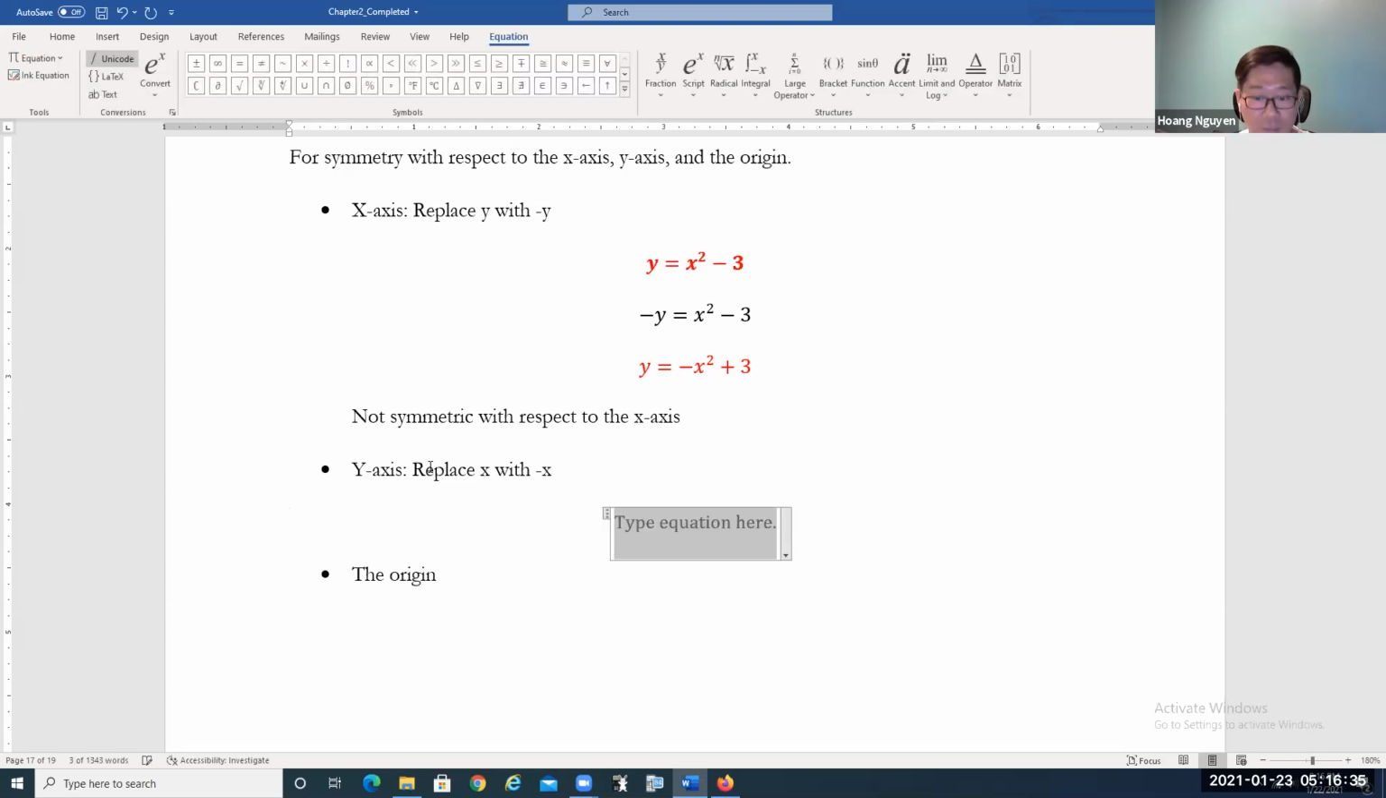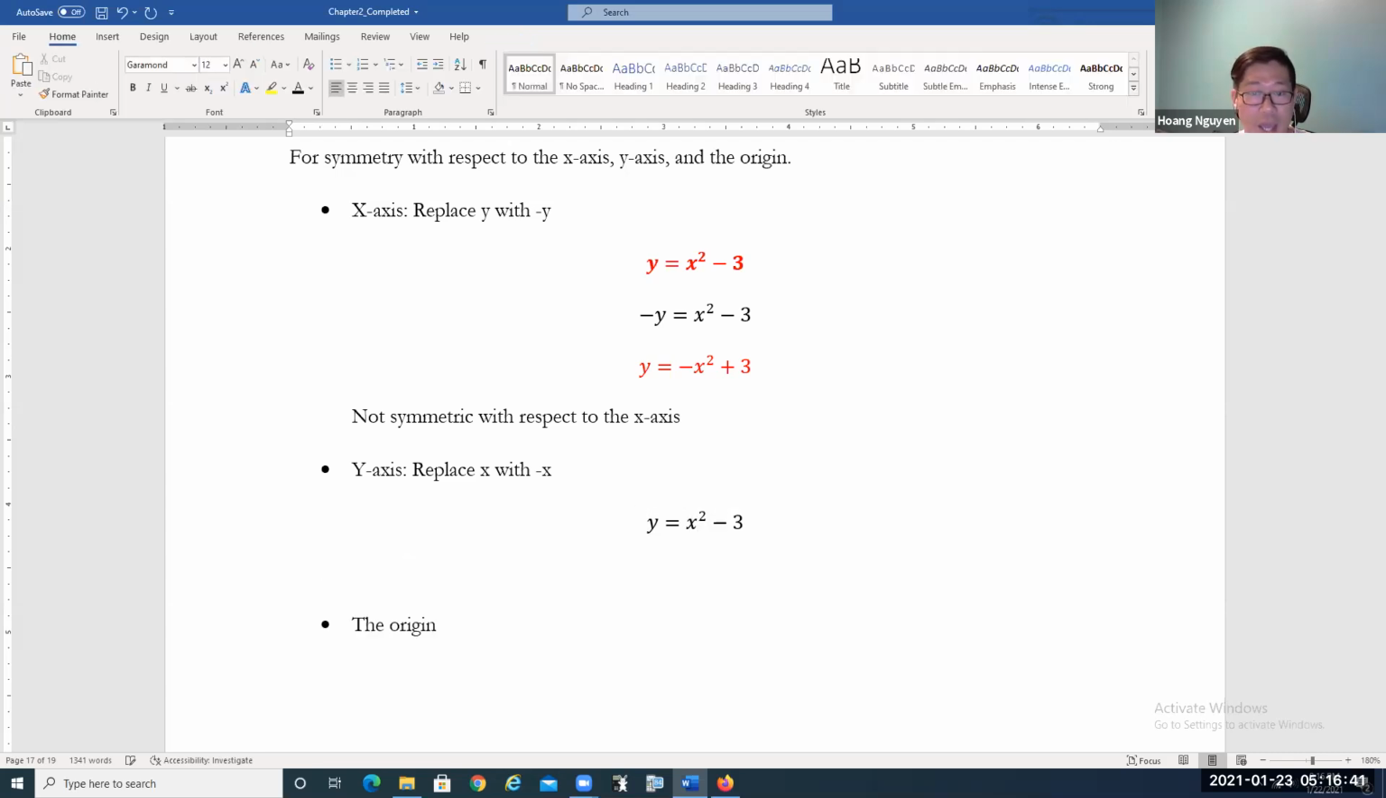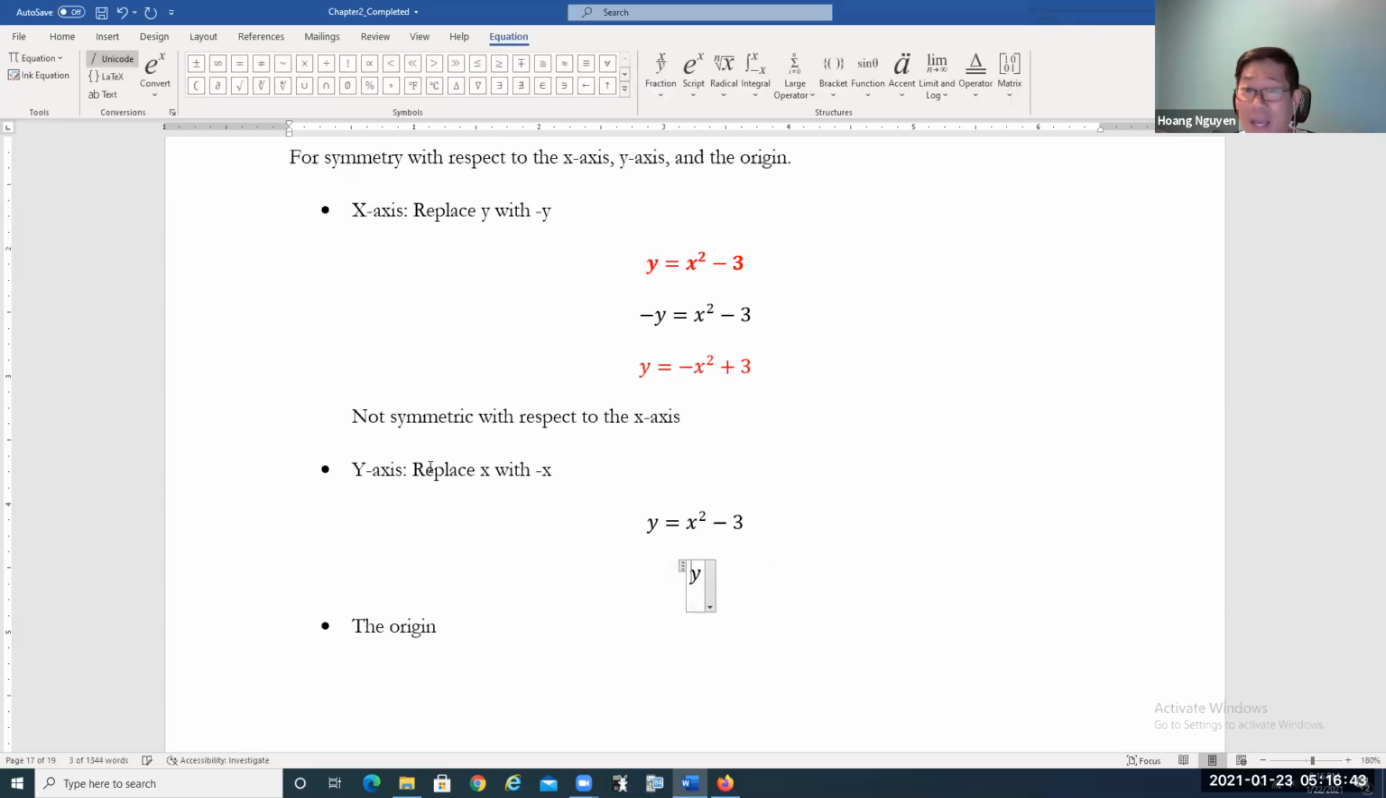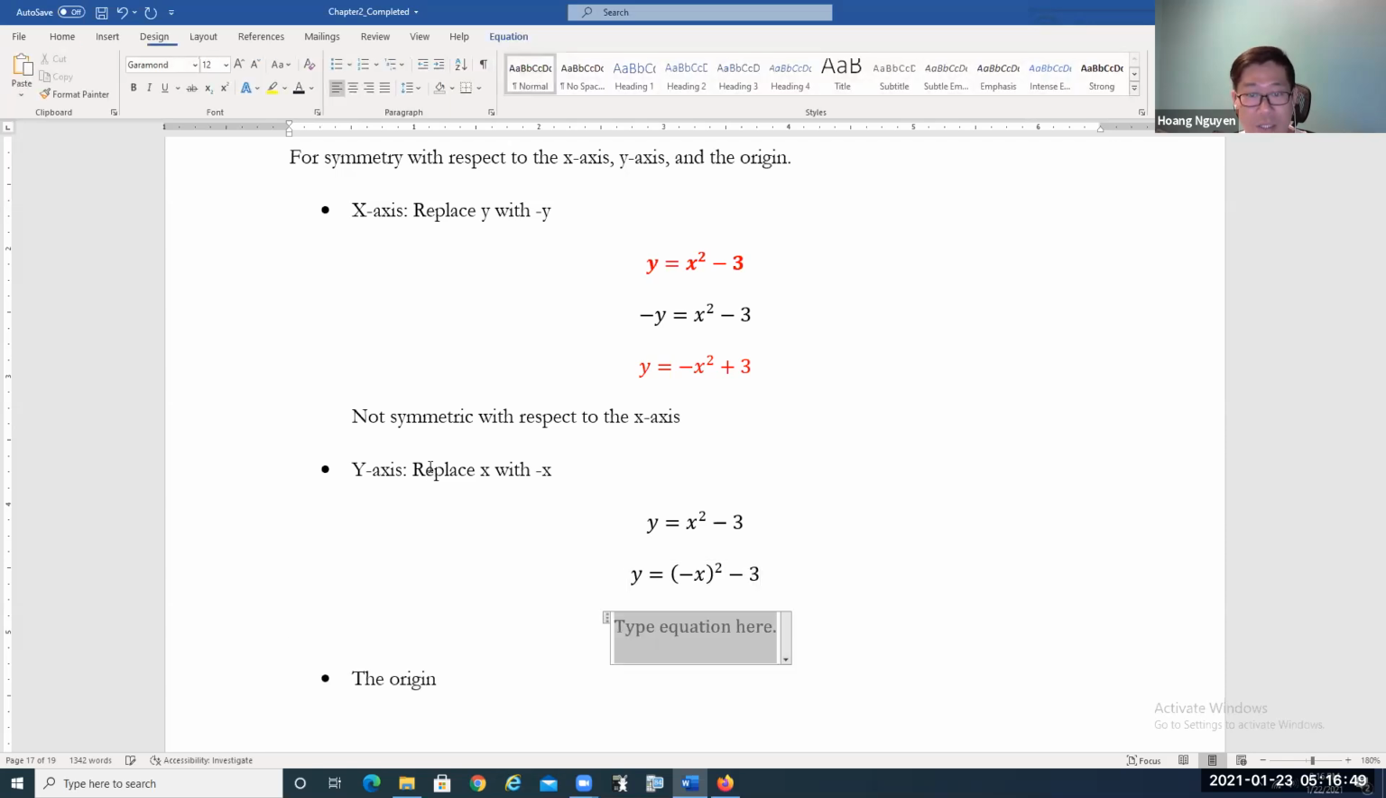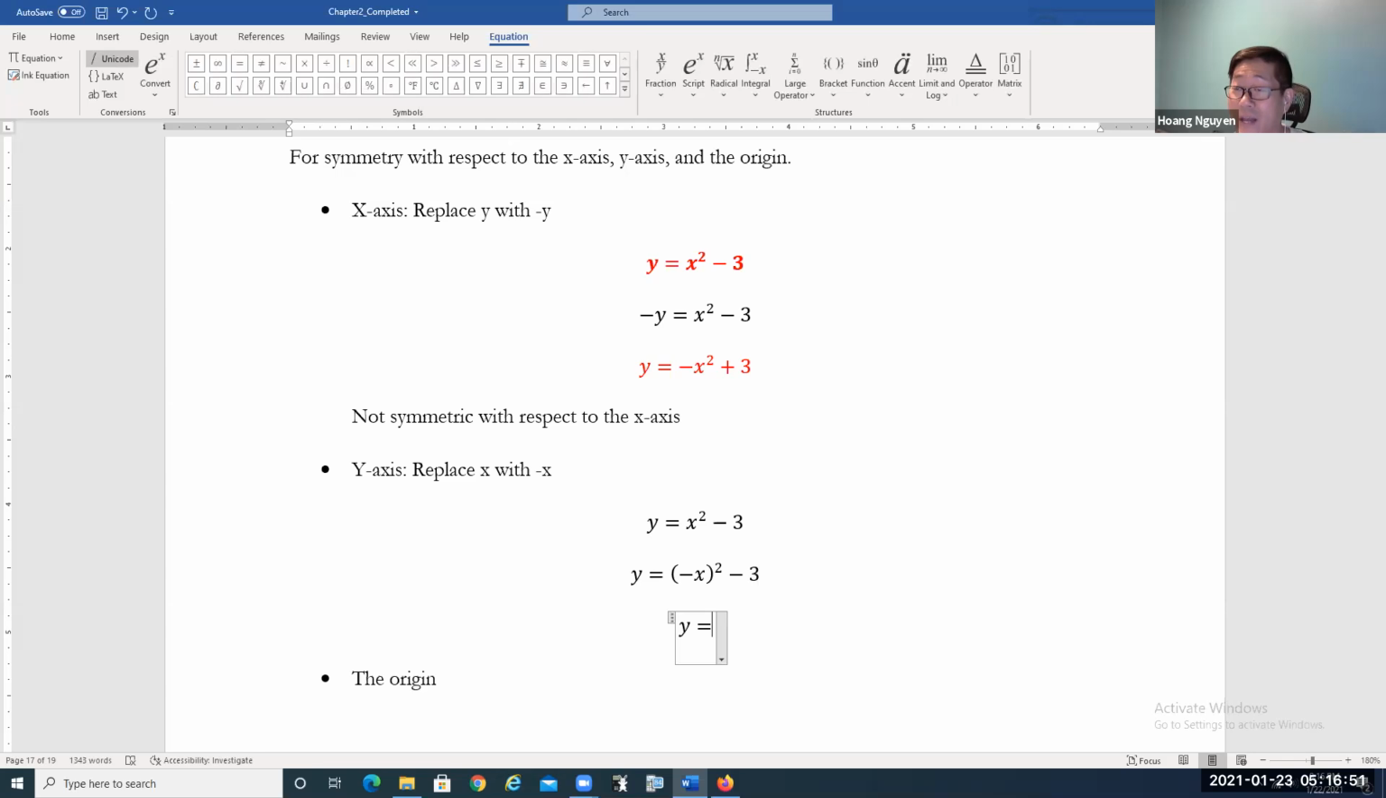I'm going to copy the original equation first: y is equal to x squared minus 3. Now I'm going to replace x by negative x. So y is equal to negative x to the power 2 minus 3. When you take a negative number raised to the power 2, the answer will be positive, right? So negative x to the power 2 gives you x squared minus 3.